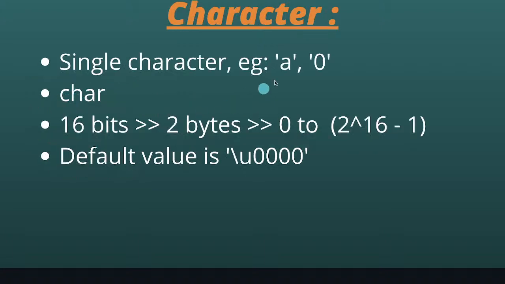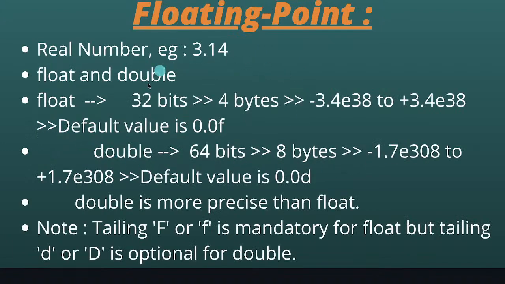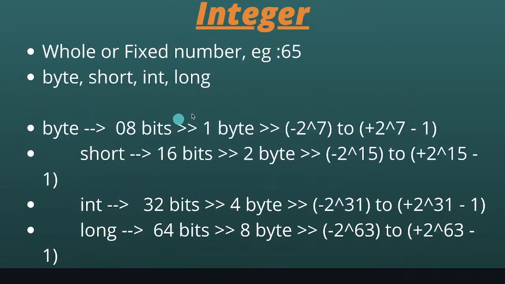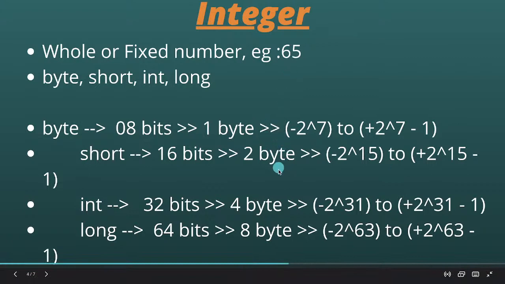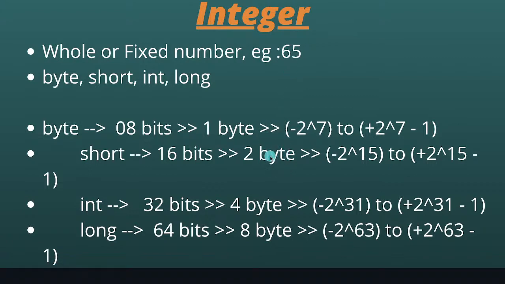The default value for char is Unicode 0, in this format: \u0000. The default value for floating point is obviously 0.0. So for float it is 0.0f, for double it is 0.0d. The d is again not necessary. And for all the integer types, byte, short, int and long, it is 0. So I hope all the 8 primitive data types are clear to everyone, and if you have any doubts you can ask me.